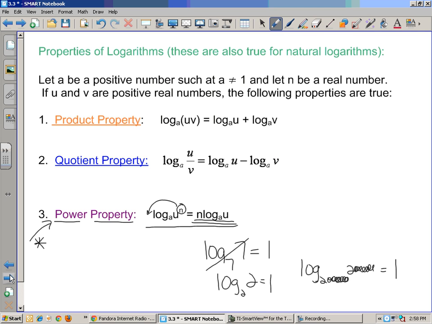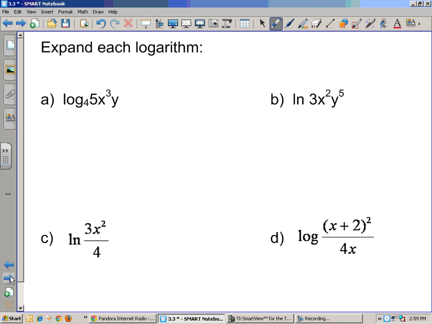So here's the rule. Product property means if what's inside is being multiplied, then I can use an addition symbol. The quotient property says if what I'm taking the log of is being divided, I can separate them with a minus sign. Here's the important piece. Log base A stays the same in both cases. All right, so let's expand these.